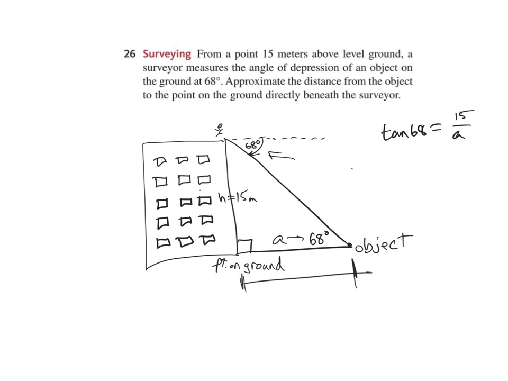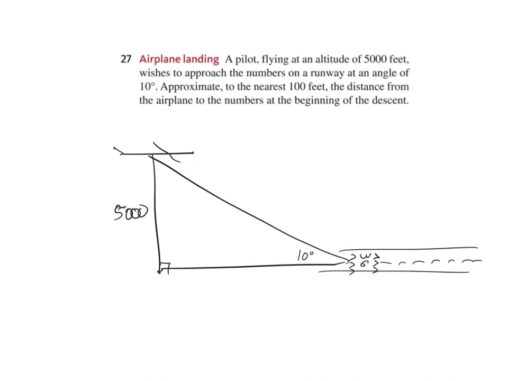So you're going to use your scientific calculator in degree mode. So make sure you're in degree mode. And you got to get A by itself. So we multiply it by A and then divide off the tangent of 68. Okay, so take 15 on your calculator, divide by the tangent of 68, and that should give you 6.06 meters.